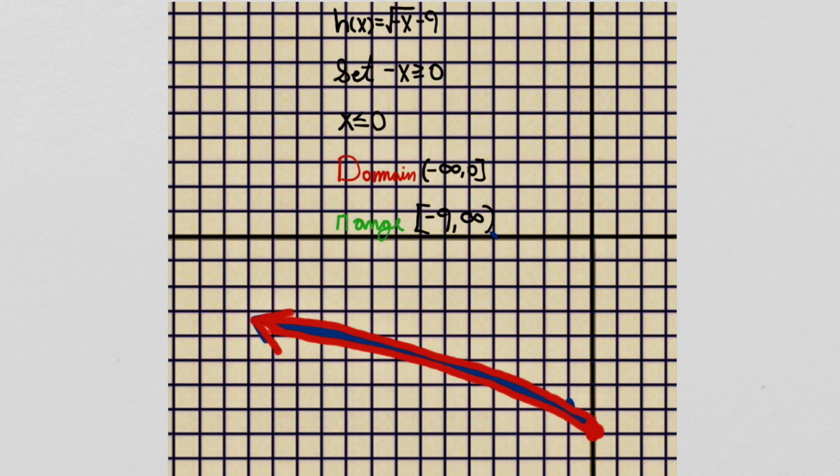The domain of the square root of negative x, and then outside plus 9. So if I move the 9 across, that's going to give me negative x is greater than or equal to negative 9. And then when I solve, it's going to be x is less than or equal to negative 9.